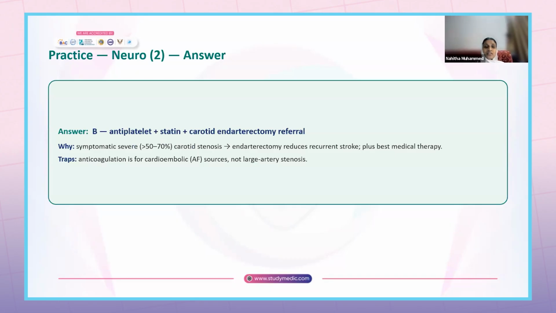Symptomatic and severe, that is, severe is more than 50 to 70%. We can go for endarterectomy, which reduces recurrent stroke. Anticoagulation is for cardio, and pure anticoagulation, that is warfarin, is for embolic sources, not large vessel stenosis.